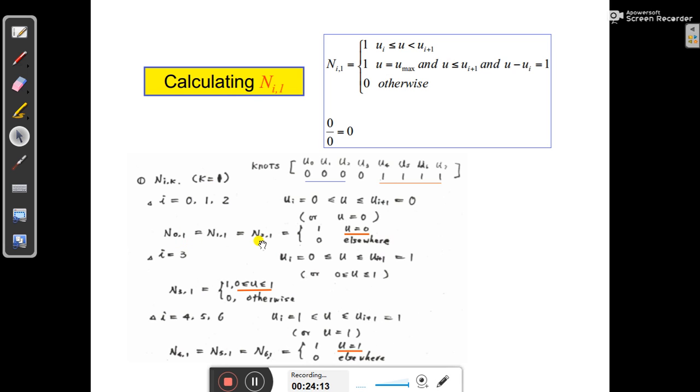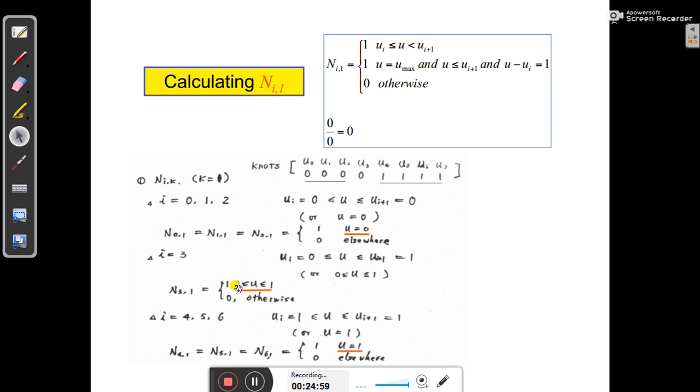So for i equal to 0, 1, 2, u_i less than or equal to u, less than u_i plus 1, and u equal to 0. So like this, using this equation, N01, N11, N21 equal to 1 or 0, in case this is at u equal to 0, otherwise this one will be 0. For i equal to 3, 0 less than or equal to u, less than or equal to i plus 1, that is 1 here, or 0 to u less than or equal to 1. So that is why in this case also it might be 1 or 0.